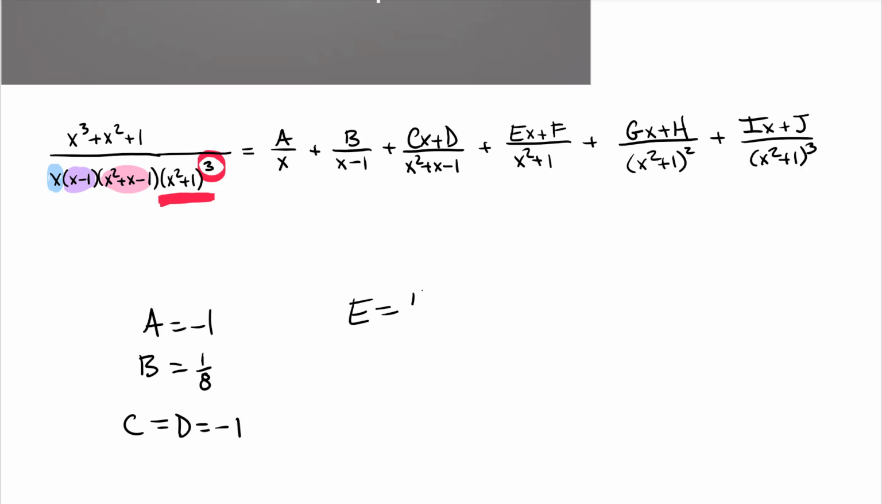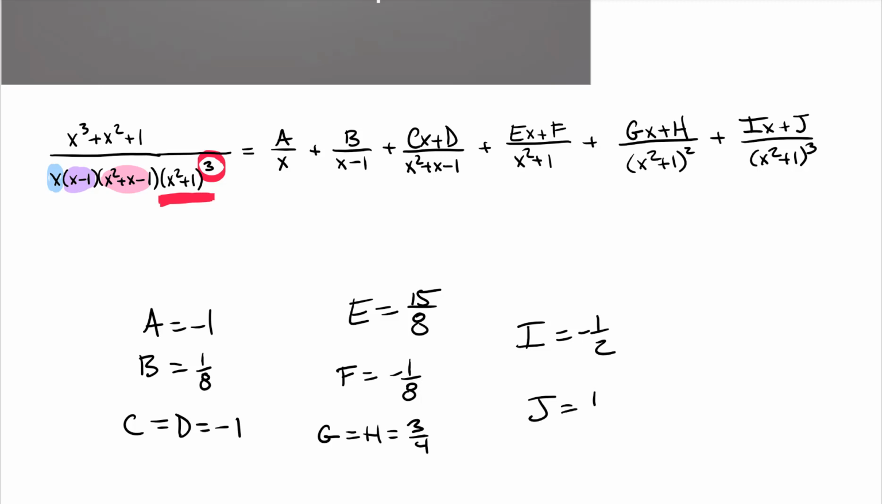Oh, E is clearly 15 over 8, right? Oh, yeah, you saw that one. F is -1/8. G and H are actually the same thing. I mean, that's clearly just 3/4. So I is equal to -1/2, of course. And J is also equal, but it's just +1/2. How long will that problem take you to freaking do? These solutions, this is coming from computer software. This isn't coming from my brain.